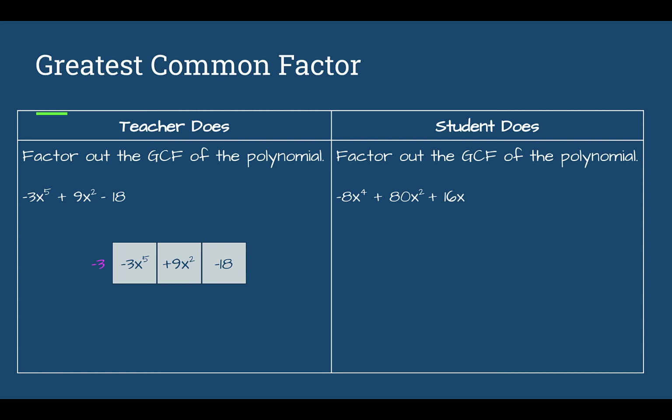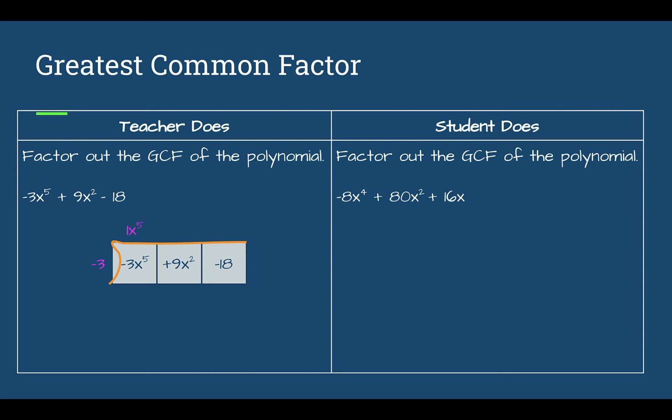Now, how this works to factor it out: you are going to figure out what you had to multiply by in order to get the number in the box. To do this, you're essentially dividing. So negative 3 divided by negative 3 is 1. And then I didn't have an x to divide the x to the 5th by, so it's still just x to the 5th.